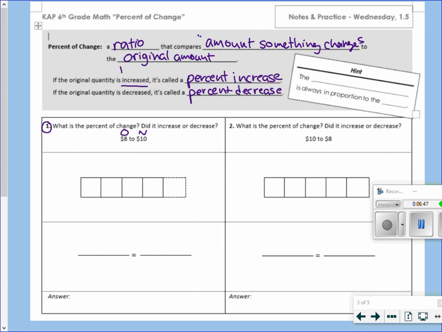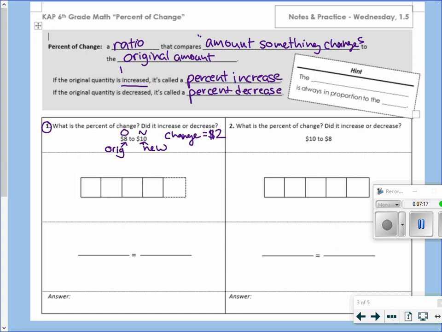My original, and that's my new. Maybe I can put the word original and new. Okay, if that's my original and that's my new amount, what is going to be my change in those values? Amounts, like money. What is the amount? $2. Okay, so I'm going to start using a symbol. I'm going to write change is equal to $2.